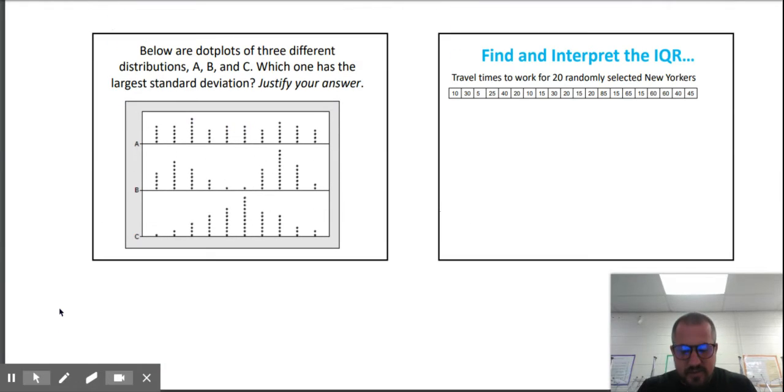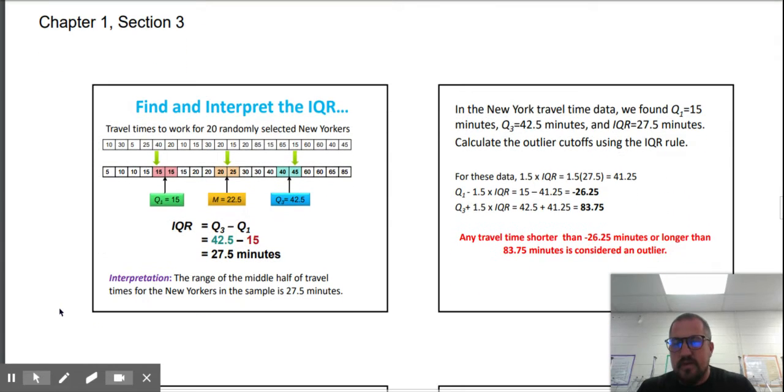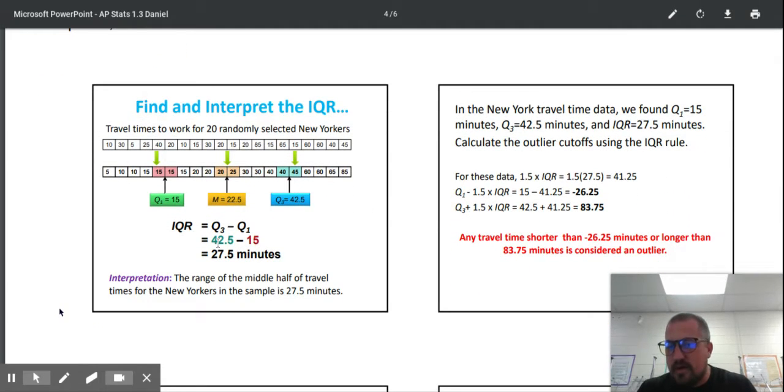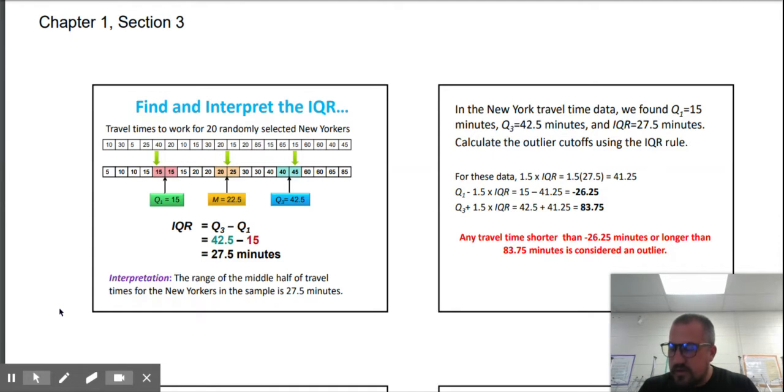To find and interpret the IQR, first I'm going to go to Stat Calc. I'm going to go to one variable stats, and I'm going to calculate. And I'm going to scroll down, and I see Q3 is 42.5, and I see Q1 is 15. So it's going to be 42.5 minus 15, which ends up giving you 27.5 minutes. So that is our IQR.